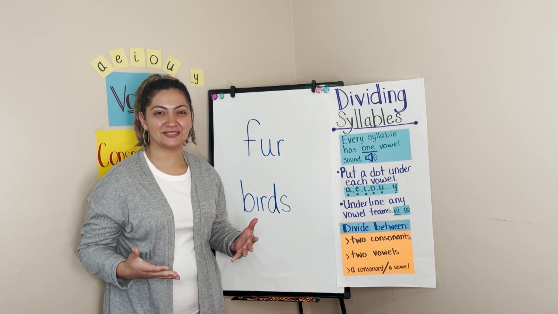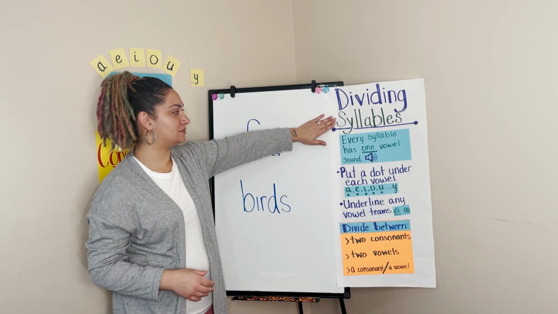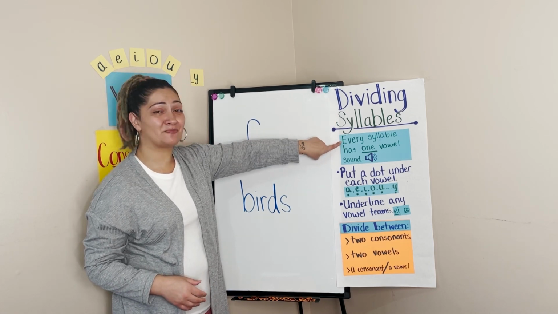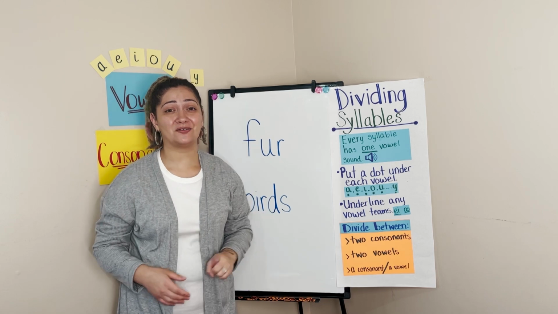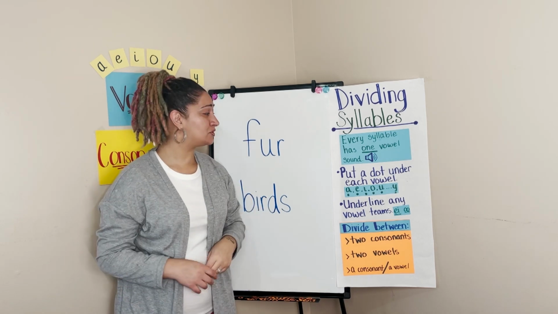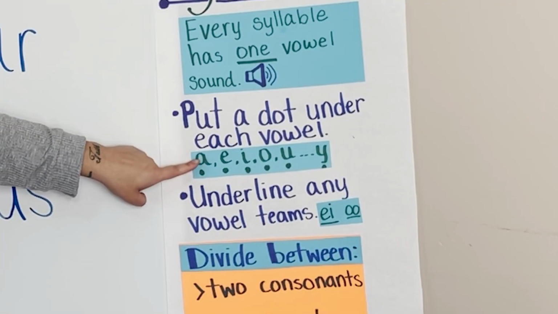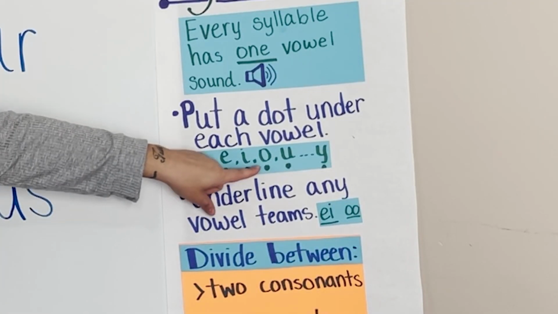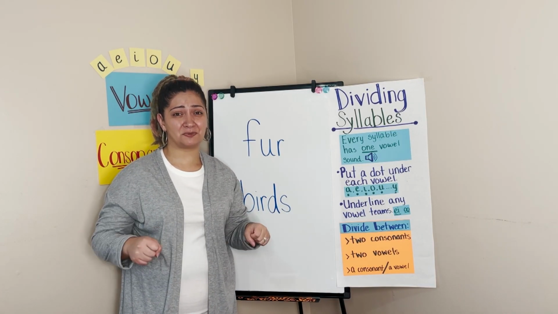Now let's look at a strategy that we're going to use today. Today we are going to be dividing words into syllables. One very important thing to remember is that every syllable only has one vowel sound. That vowel sound could be made by one vowel or a vowel team. So it's super important for us to find those vowels in the word. When we find the vowels in the word, we're going to put a dot under every vowel. This will help us determine how to split the word up.